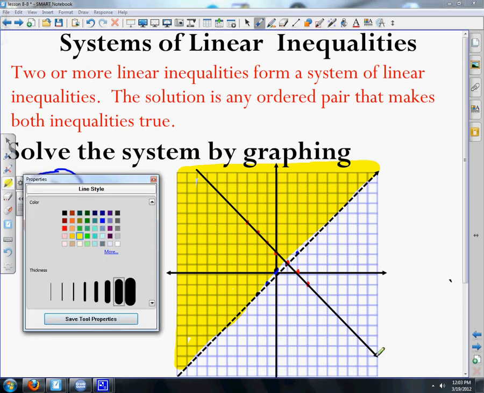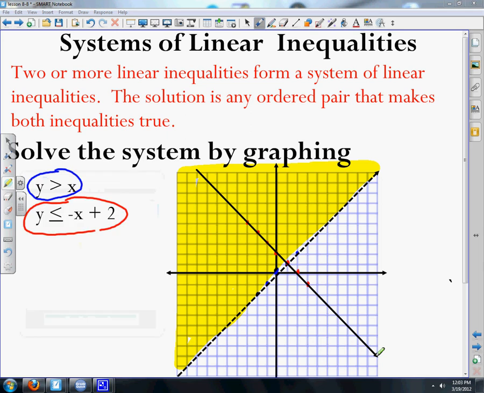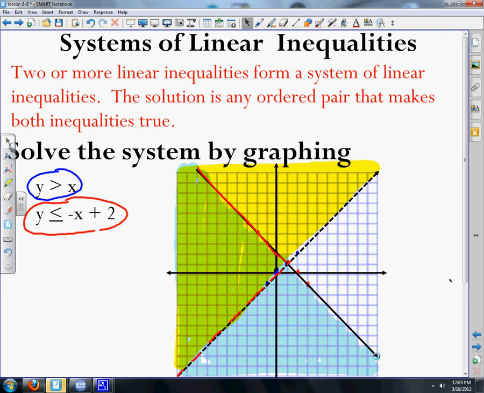So I'm going to pick a different color for the highlighter. And you can see where it overlaps on the screen because we get kind of a green color instead of yellow or blue. So the region where it's green is going to be the solution to the inequality. And it's this line here that I've outlined in red, and then this dashed line that I outlined in red. And then all of this area in here, which is the greenish color, is the solution to this system.